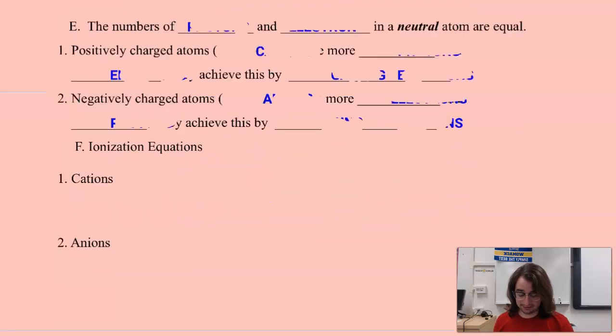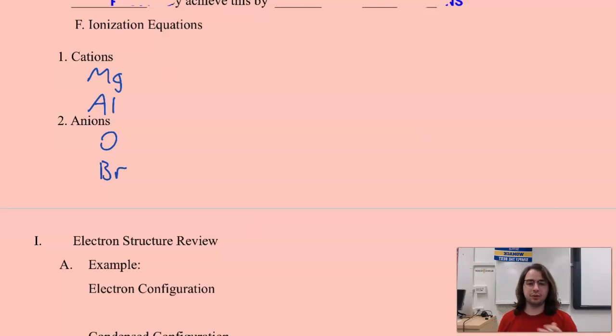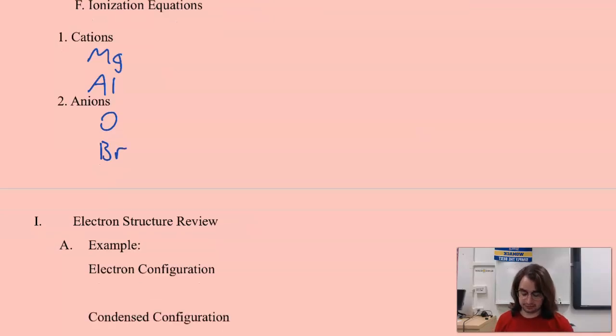And then when we get down here to ionization equations, I'd like you to do a little practice on your own. For cations, I'd like you to write the ionization equation for magnesium and aluminum. And for the anions, I'd like you to write one for oxygen and for bromine. And we'll go over these together in class just to make sure we're all in the right place.